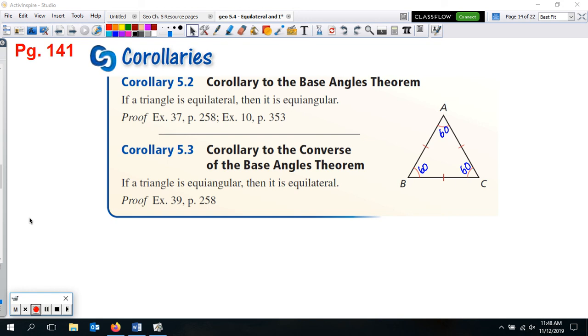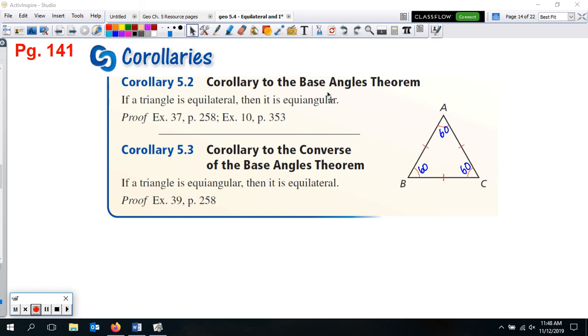So on page 141, we see some corollaries. So now we're looking at the equilateral triangle. As you can see on the diagram, all sides are equal, all angles are equal as well. So basically the corollary to the base angles theorem is this: if a triangle is equilateral, then it is equal angular. I even mentioned that maybe at the beginning, that those always will go together.